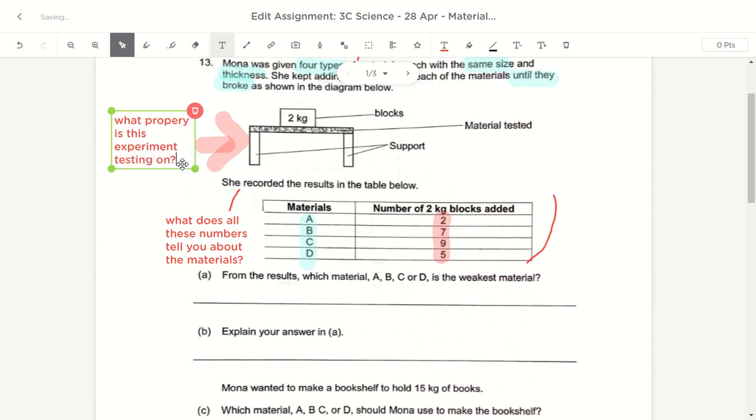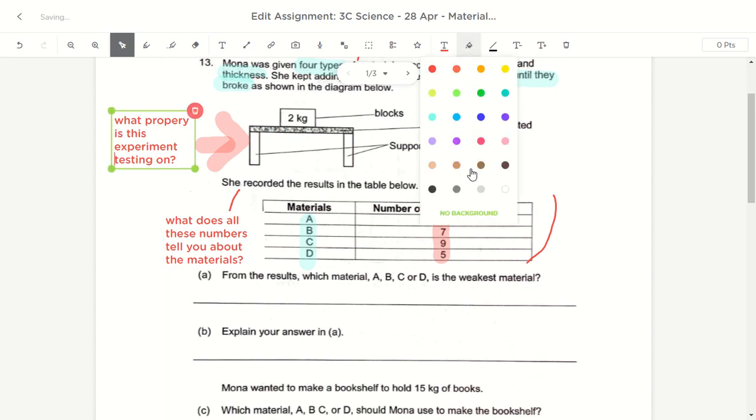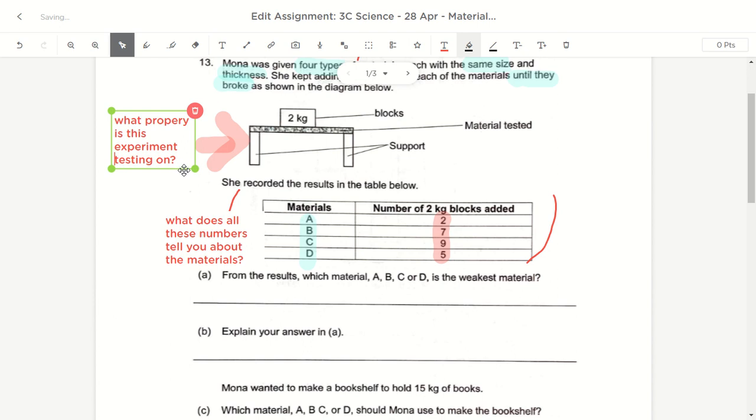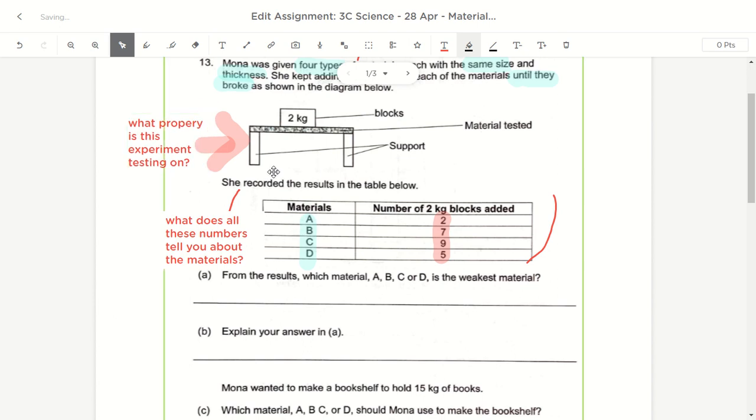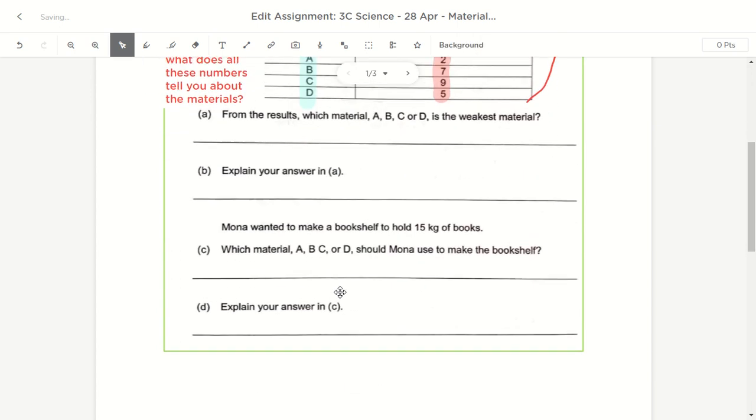So before you start the question, always understand what property the experiment is about, and also what the numbers really mean. Looking at this, is it about flexibility? Is it about strength? Is it about waterproof? Is it about being able to float or sink? Is it about allowing light to pass through? What is the property that you are testing on? That's the most important. And then look at the numbers. What do the numbers tell you about the materials? With that understanding, you will have an easier time answering the rest of the questions.